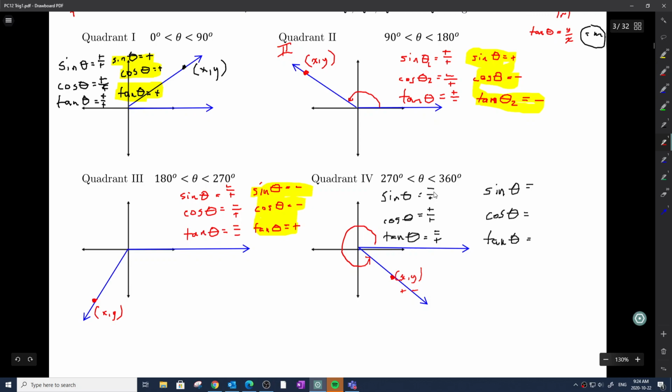So my sine will be y over my radius vector. Since my y-coordinate is negative and my radius vector is positive, overall, sine will be negative. Cosine, a little bit trickier, no doubt. Cosine is positive divided by a positive. The x-coordinate over my radius vector, both those are positive. So a positive divided by a positive is a positive. The tangent of theta is y divided by x. Since my y is negative and my x is positive, overall, in quadrant number 4, tangent will be negative.